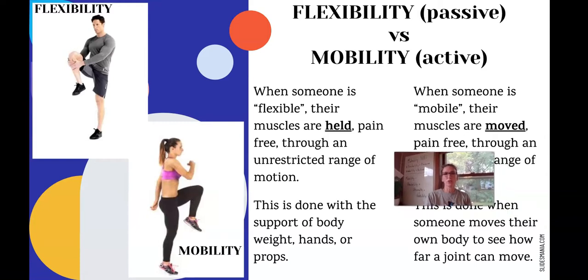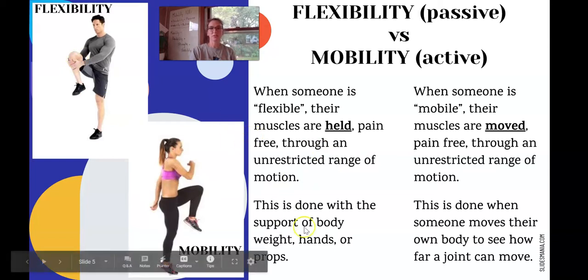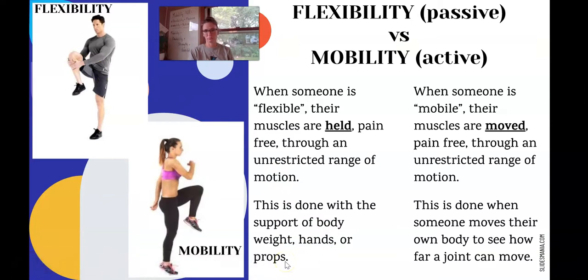So when we are looking at this, if you look at the gentleman up here, he is holding his leg in place. He is working on flexibility because he needs his hands to physically keep him there. The definition here says when someone is flexible, their muscles are held pain-free through an unrestricted range of motion. So he gets his knee up to his chest, that's where he's going to stay. This is done with the support of body weight, hands, or props.